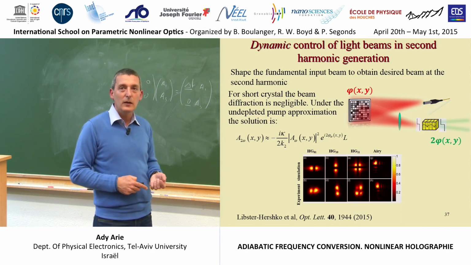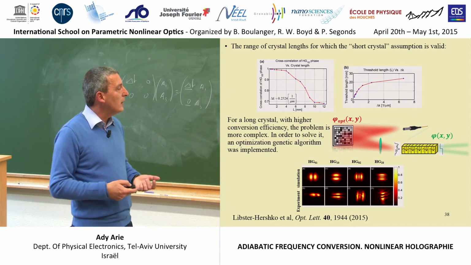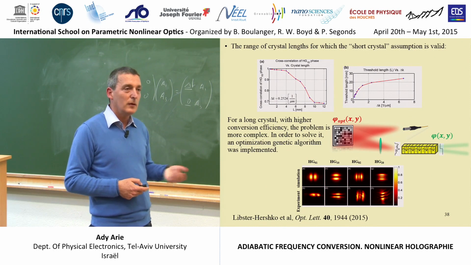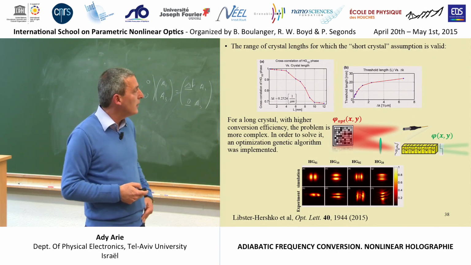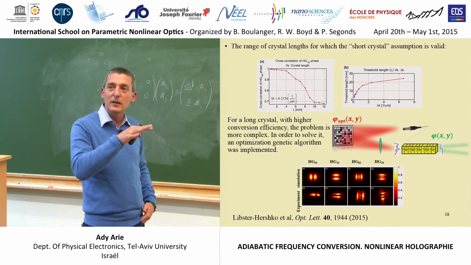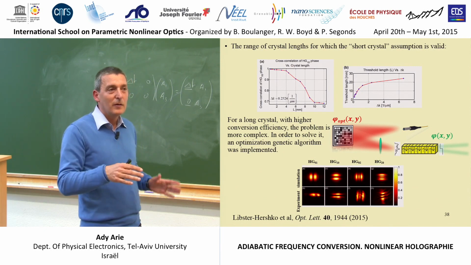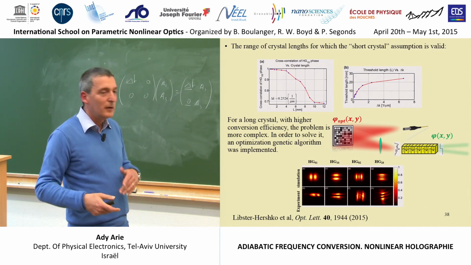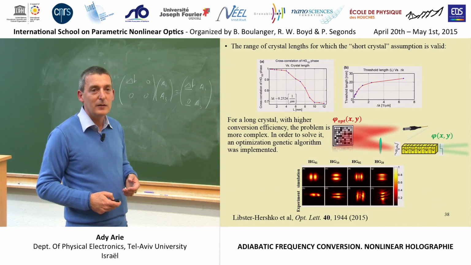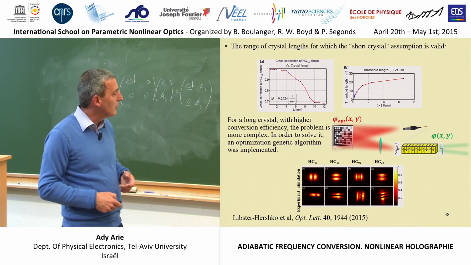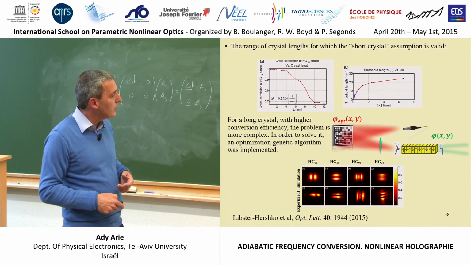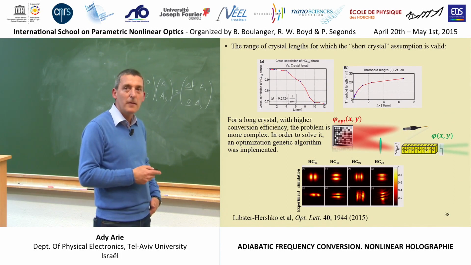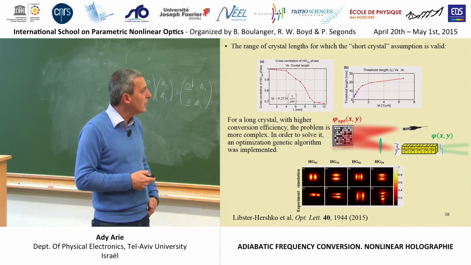What happens if you need a longer crystal? Then you can still do something. You can do some iterative search. For example, here we use the genetic algorithm in order to find the required input beam in order to propagate in a long crystal, a 10 millimeter crystal, and get a desired beam at the second harmonic. Again, these are some Hermite-Gauss beams. Also, lenses can be done this way. It cannot work for very sophisticated beams, but for relatively simple beams, it works quite nicely.